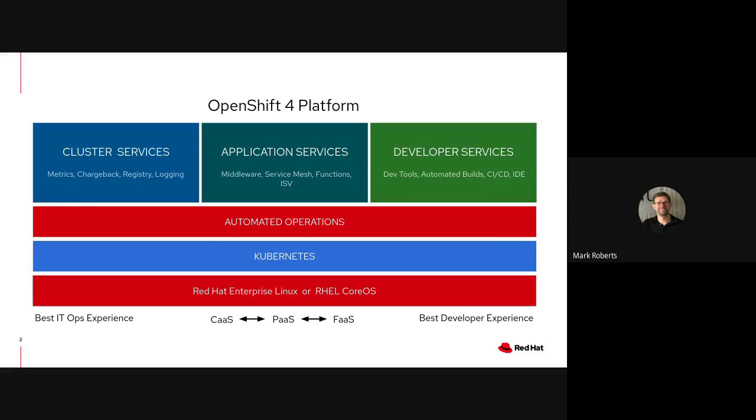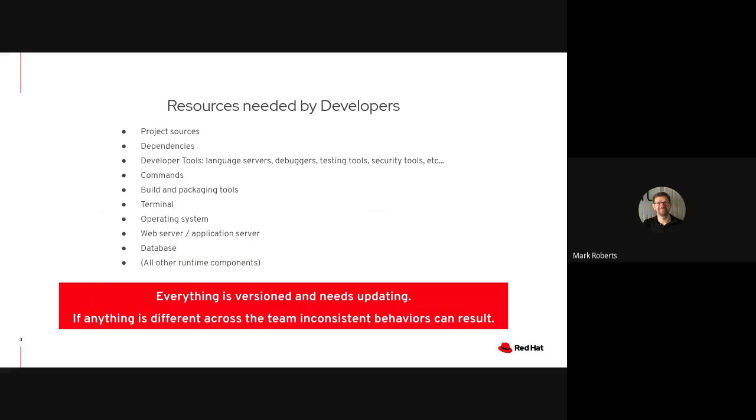Now, the second part of this presentation is around ODO, which is a simplified way of working with an OpenShift platform to create applications very quickly. So if you're a developer, you need certain resources to do your job. You've got project source code, you've got language dependencies, developer tools, all the different commands and operations that you need to become operational. And bear in mind that not everybody is the same level of skill within the team.